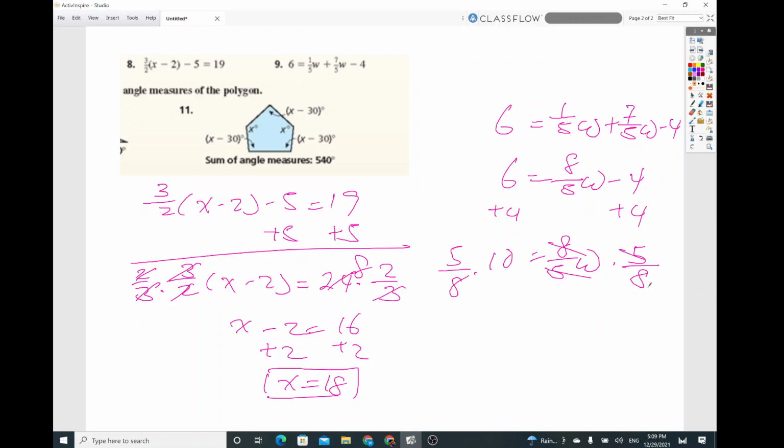Cross cancel, cross cancel. And now we got 50 over 8. The way to multiply the fractions is straight across. And now you might want to be checking the word right here. So this one, it's not in simplest form.